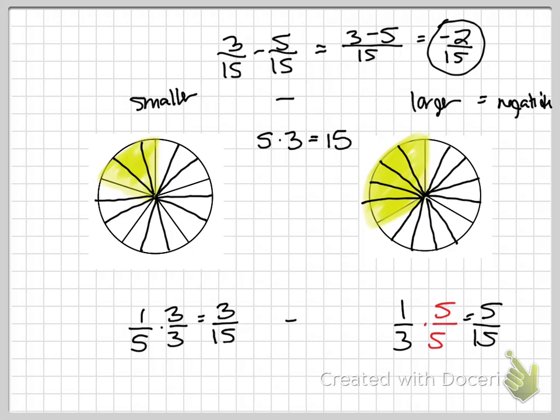Okay, and again, that makes sense, right? I started with 3 pieces. I took away 5, right? So if I take away more than I had, then somehow I'm in debt, right? I have negative 2 pieces because, again, 3 minus 5 is negative 2.